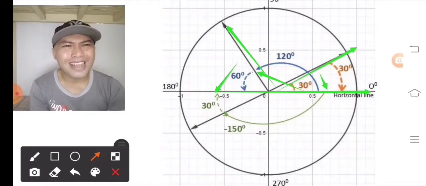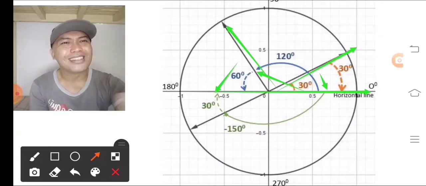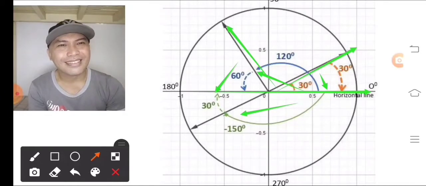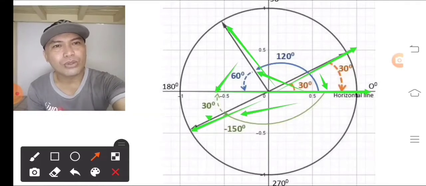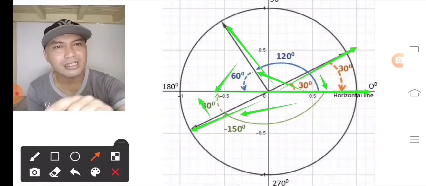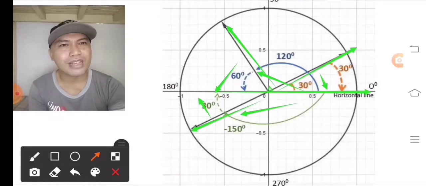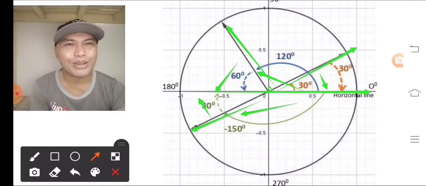How about if we have negative 150 degrees? What will be our reference angle? So again, the terminal side of negative 150 is this one. From this terminal side, we move to the x-axis, and the angle between the terminal side and the x-axis is referred to as our reference angle. So the reference angle of negative 150 is 30 degrees. That is our reference angle.